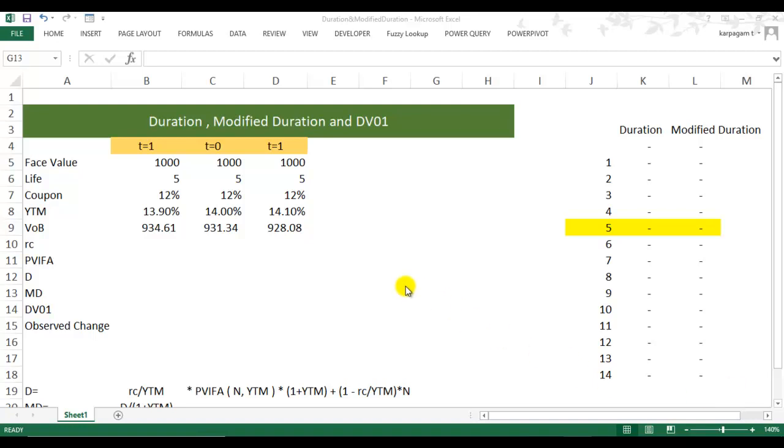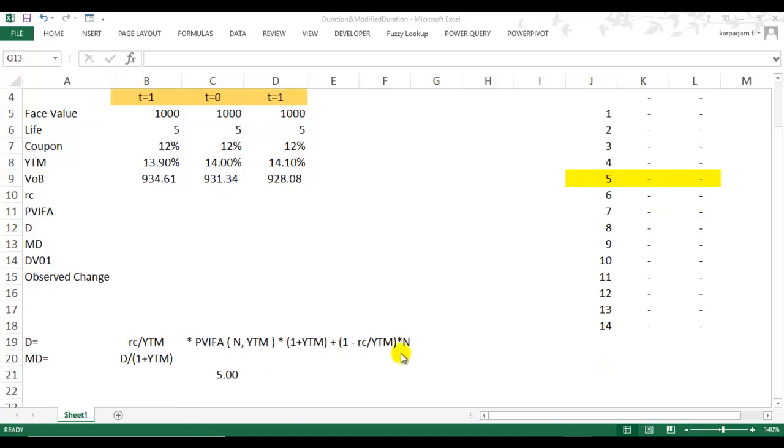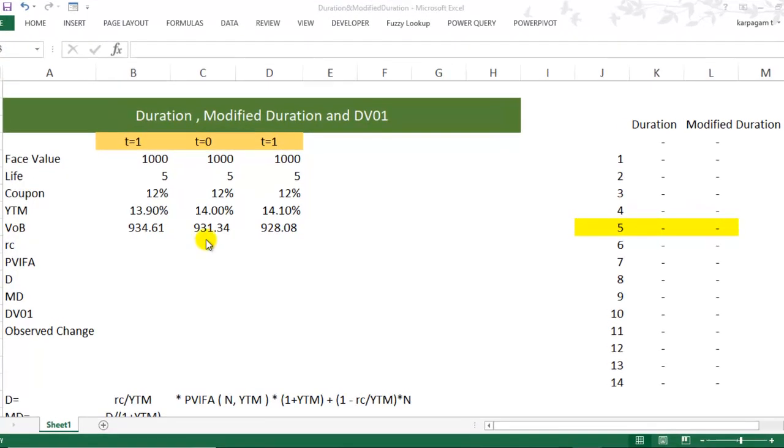Hello, I am back with another video, this time on bond duration, modified duration, and dollar value of 1 basis point shift in the yield curve. Over the course of the next few videos, we will see in greater detail the significance of DVO1. Right now, we will see how to calculate duration using the formula that I have given here.